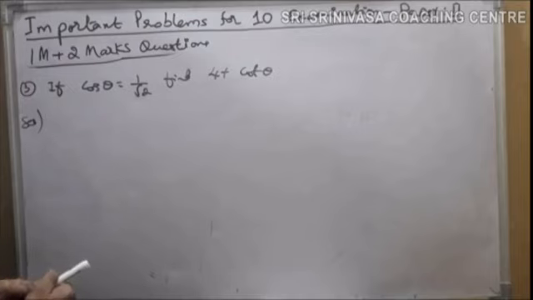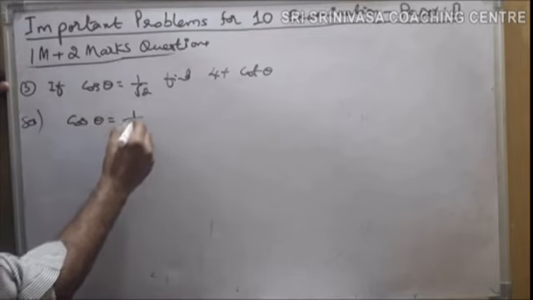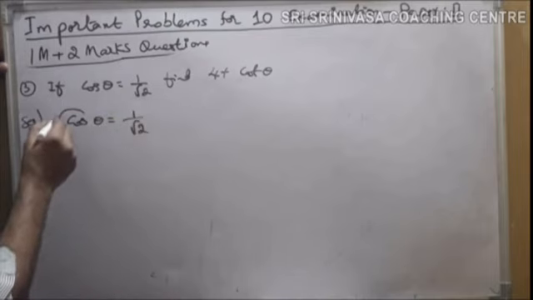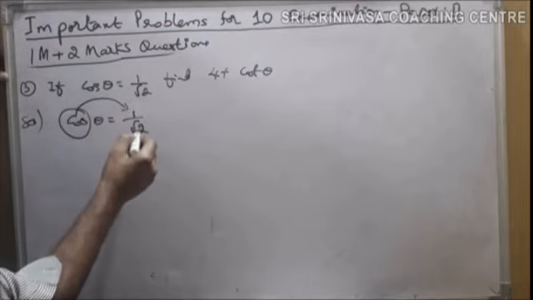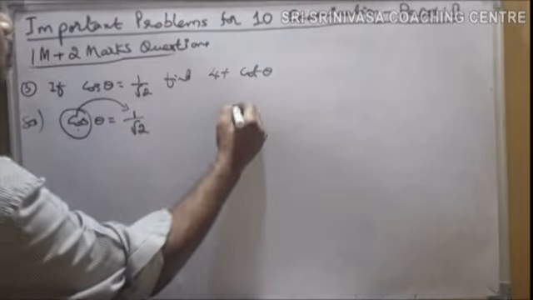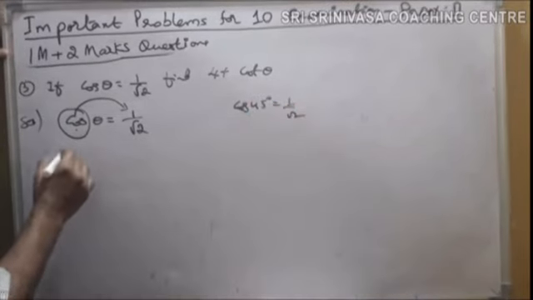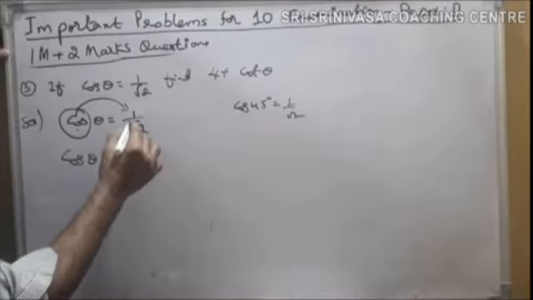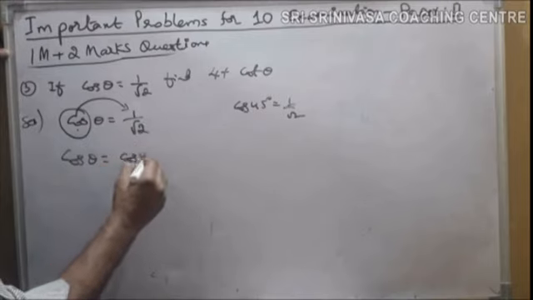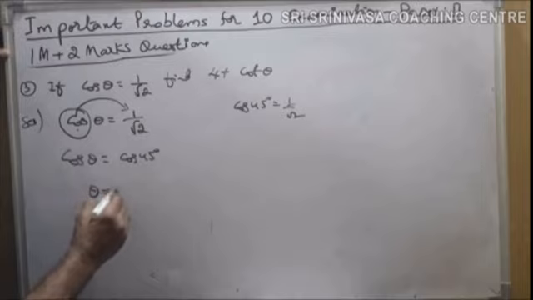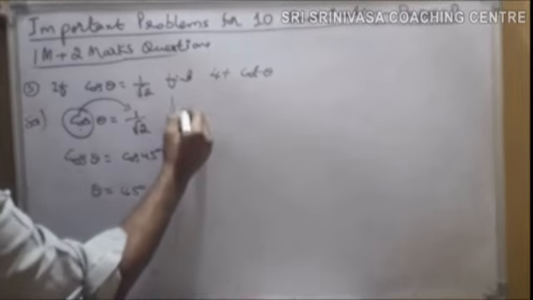Now in this question it is given that cos theta equal to 1 by root 2. So we have cos in LHS. So let me express 1 by root 2 in terms of cos. So cos 45 degrees is 1 by root 2. Therefore I can say cos theta equal to, instead of 1 by root 2 I can write cos 45 degrees. So theta is 45 degrees. Now we have theta. Now let us go for the question.